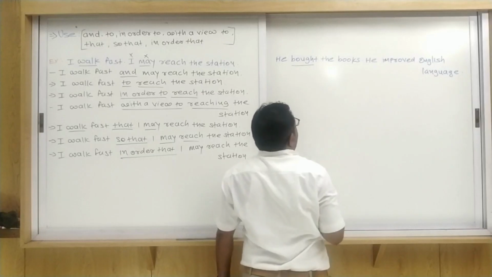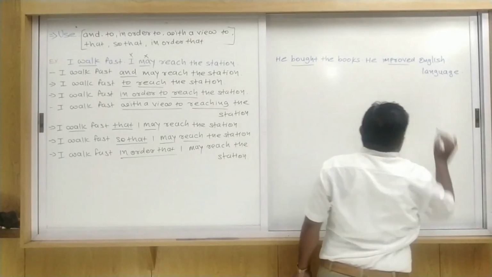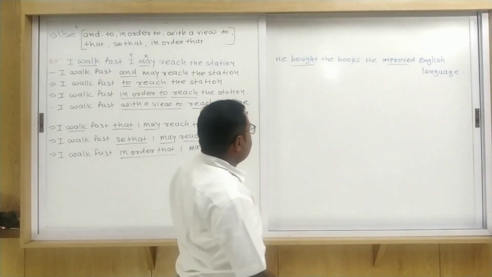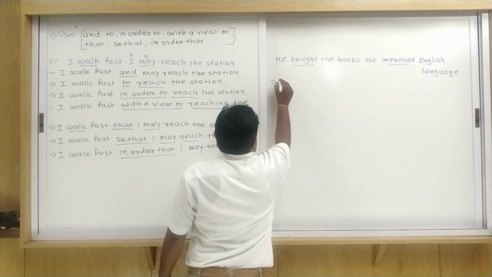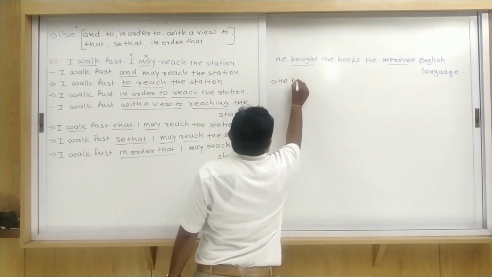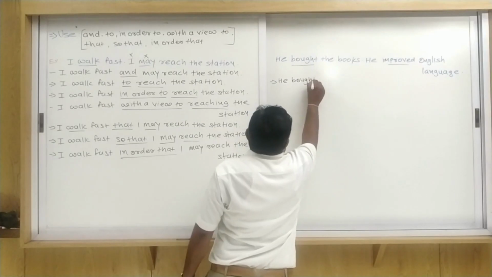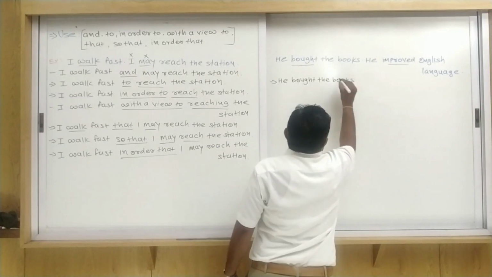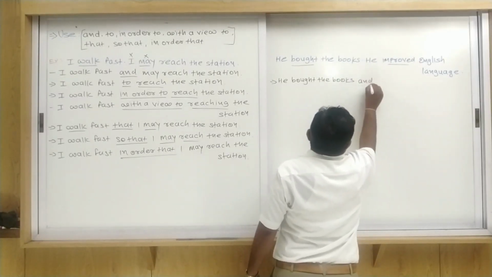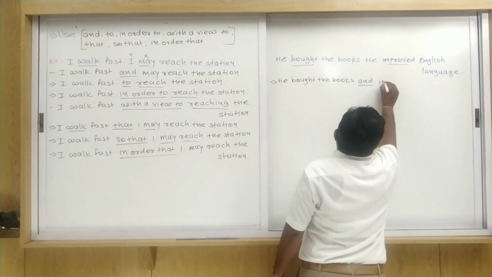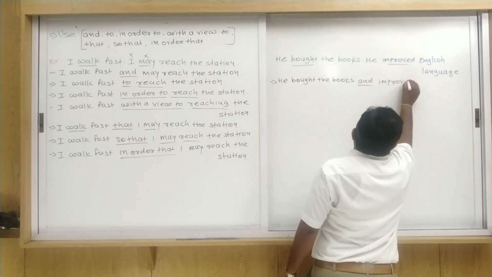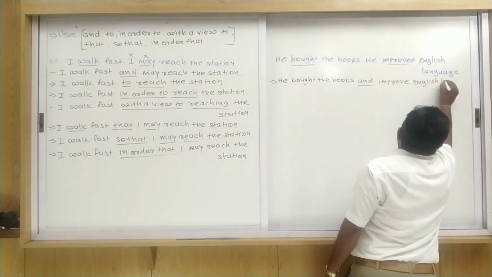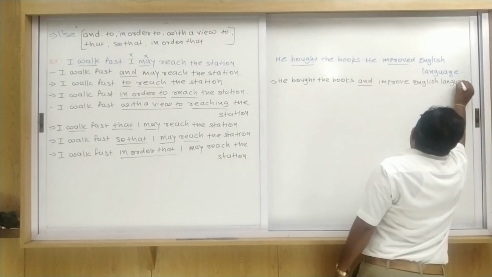He bought the books. He improved English language. So here, past tense is used. So first of all, we use and. So he bought the books and improved English language.